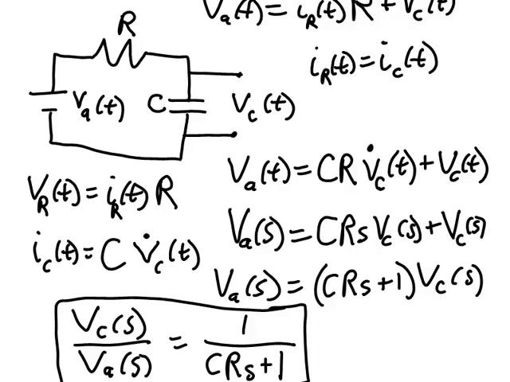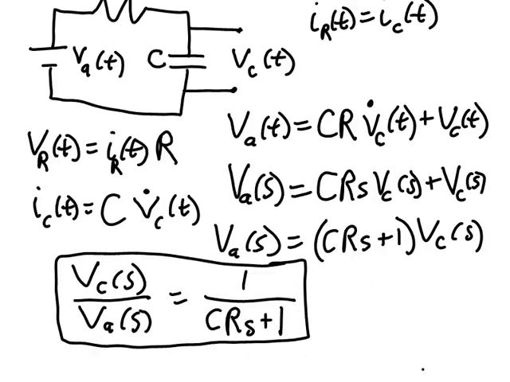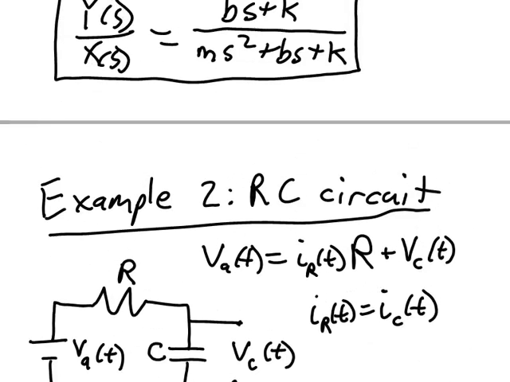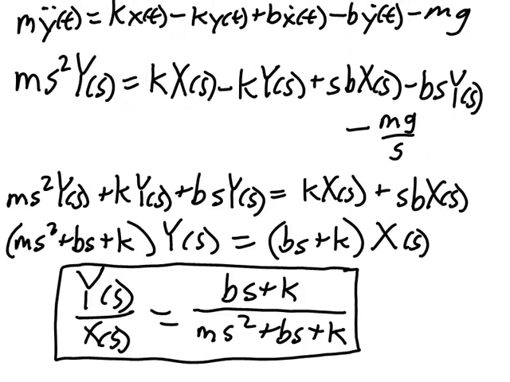Take a look at this equation, which is a first-order transfer function, and then let's look back at the equation for the spring mass damper. This is the transfer function for a second-order system. What's the important difference between these two equations that tells us the order of the system? The important difference is the power, or the exponent, to which the variable s is taken.